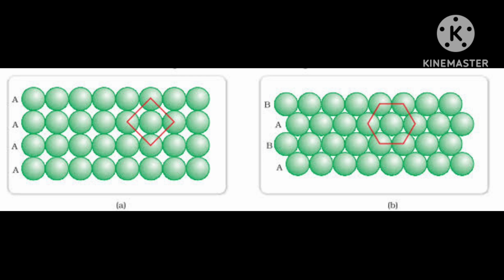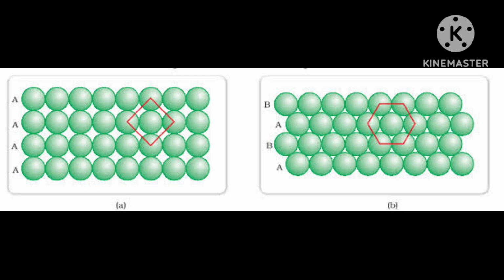Now, first close packing in 1 dimension I discussed. After that, close packing in 2 dimensions I discussed. In that also there were 2 arrangements. Now the third arrangement is close packing in 3 dimensions. Here actually all things are easy, if you see the diagram or if you imagine.